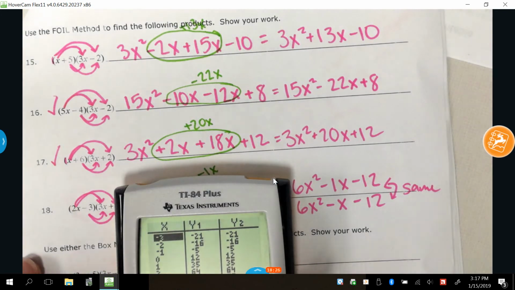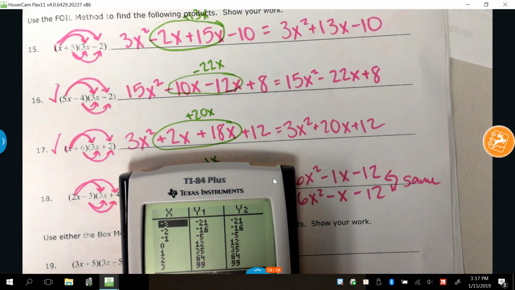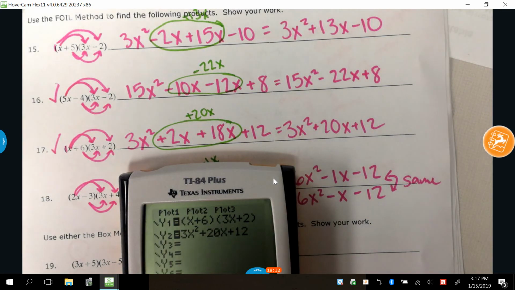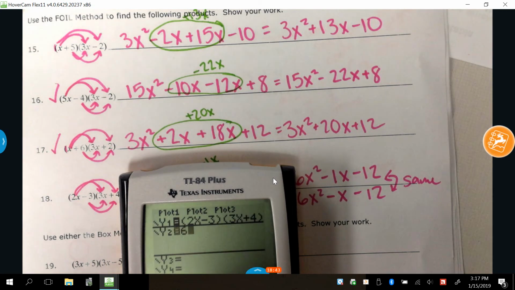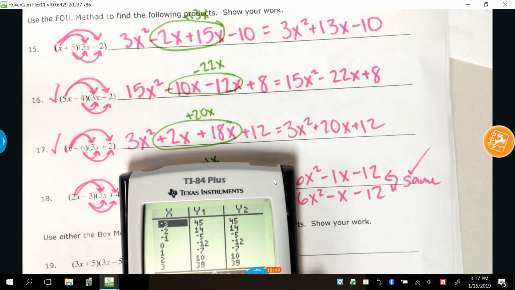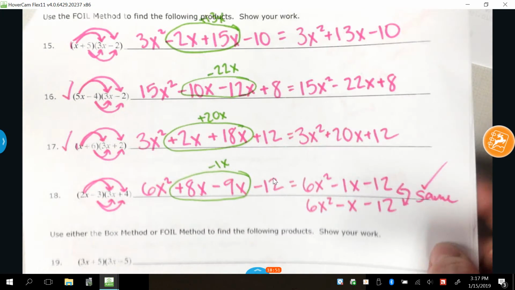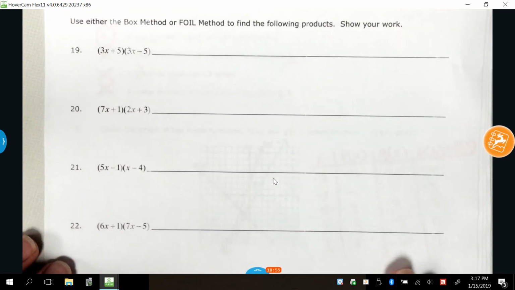Okay, so let's check our work. 2x minus 3, 3x plus 4, 6x squared minus x minus 12 is correct. Okay, now last but not least, I'm just going to kind of give you the answers for these because you could have done any method.